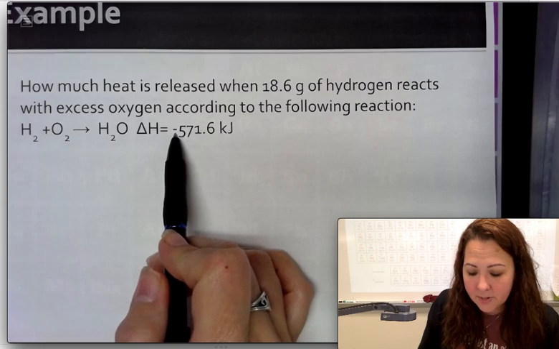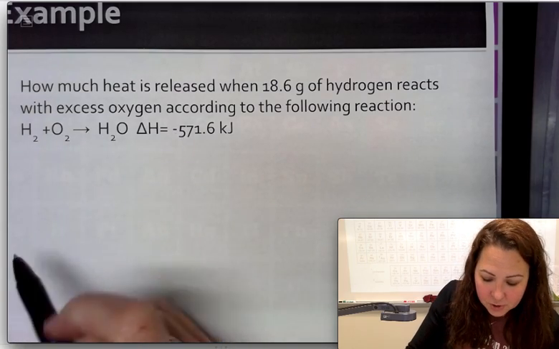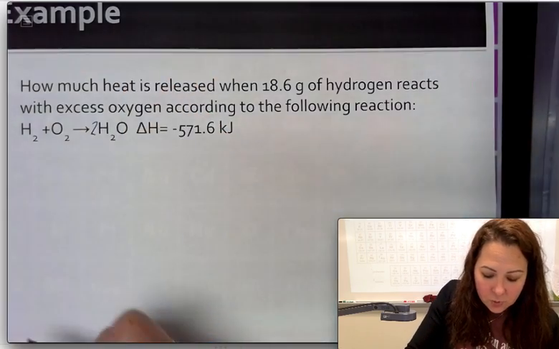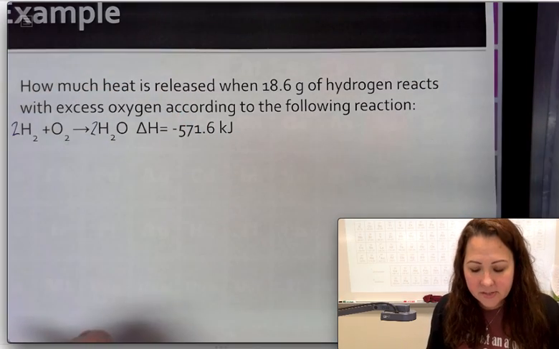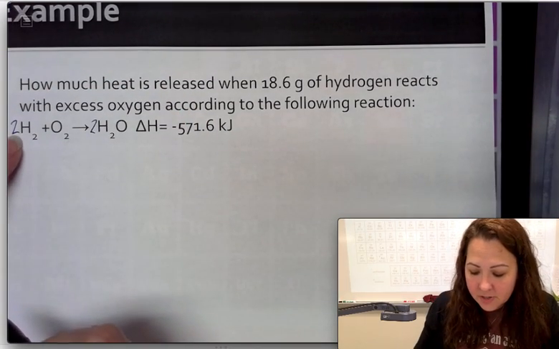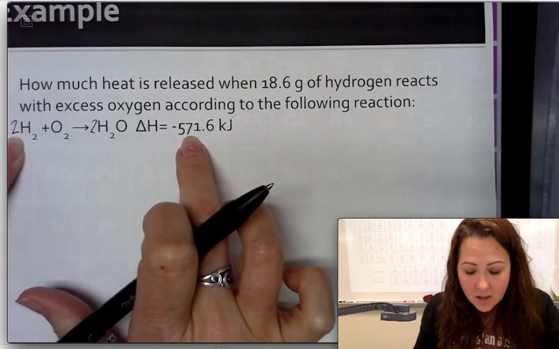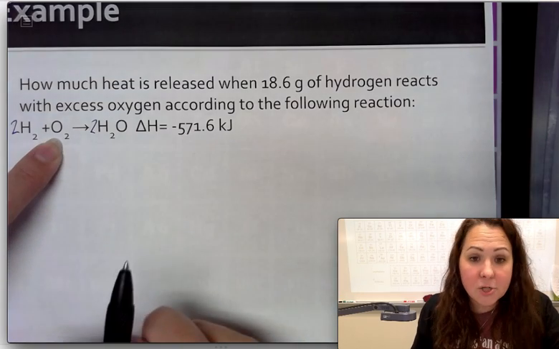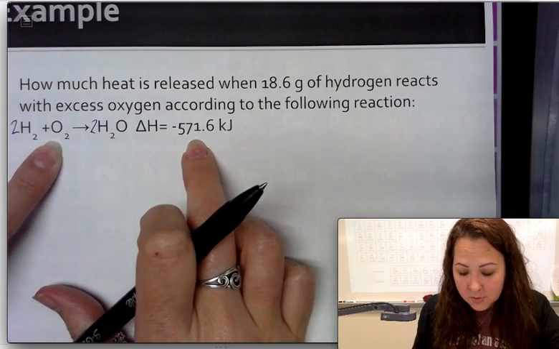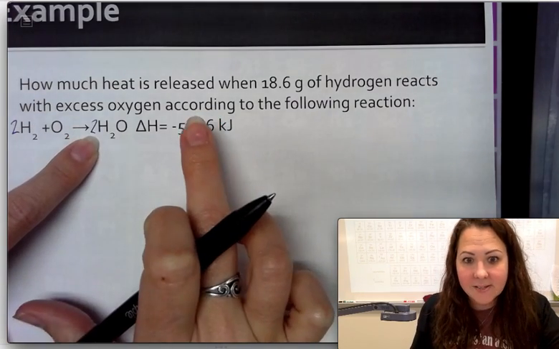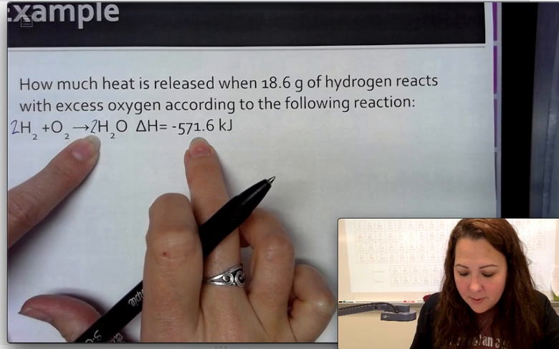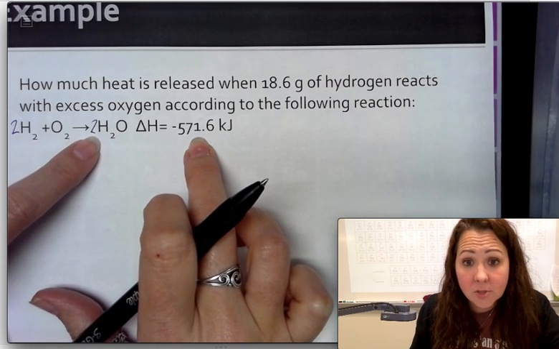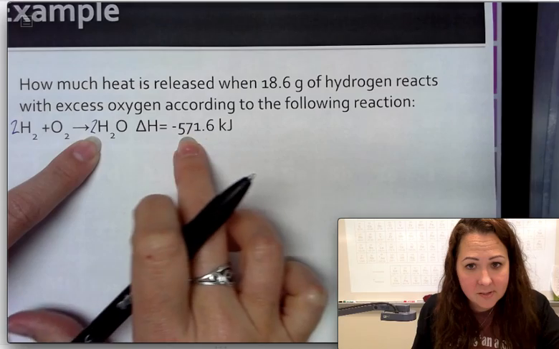Your first step when we do these is we have to balance out the reaction. So we're going to put a 2 right there and a 2 right there. And how this reads is, if I have 2 moles of hydrogen, that's how much heat gets released. If I have 1 mole of oxygen, that's how much heat gets released. Or if I have 2 moles of water, that's how much heat gets released. So everything is going to be based on the coefficient is equal to the amount of heat released.